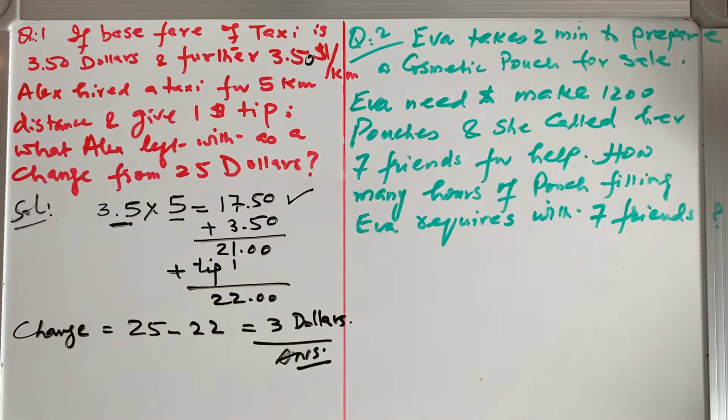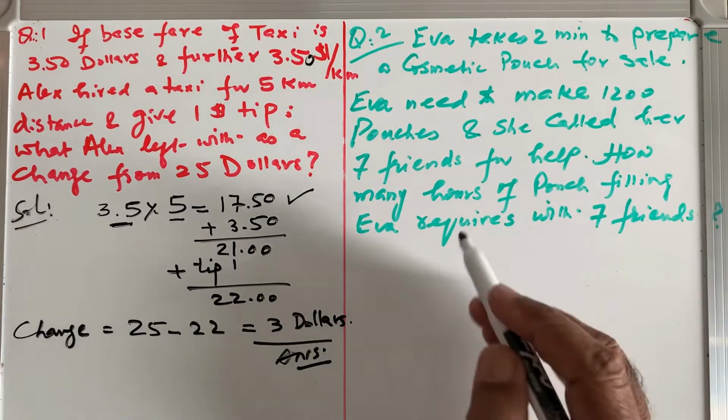And here is another one. Eva takes 2 minutes to prepare a cosmetic pouch for sale. So she's preparing some cosmetic pouches, and it takes 2 minutes to prepare one pouch. Eva needs to make 1200 pouches, and she called her 7 friends for help. How many hours of pouch filling is required for Eva with 7 friends? So with 7 friends, how many hours will it take to finish?